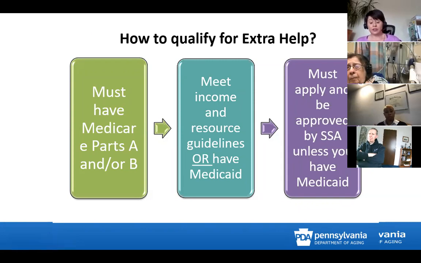So of course, the next question is, how does somebody actually qualify for the extra help benefit? First, they must have Medicare or be eligible for Medicare. They can be enrolled in Medicare Parts A and or Part B. So you actually only need to have one part of Medicare to apply for this benefit. Now, in general, most of the people we do see have both A and B of Medicare.